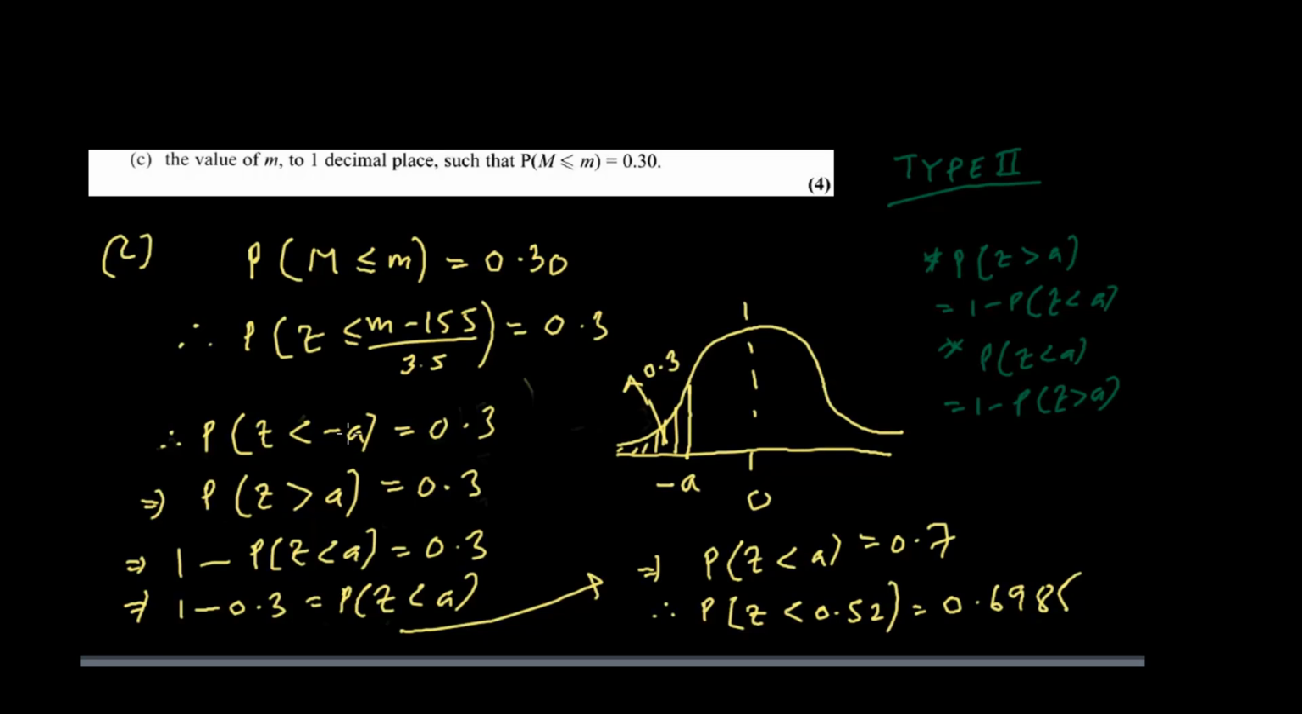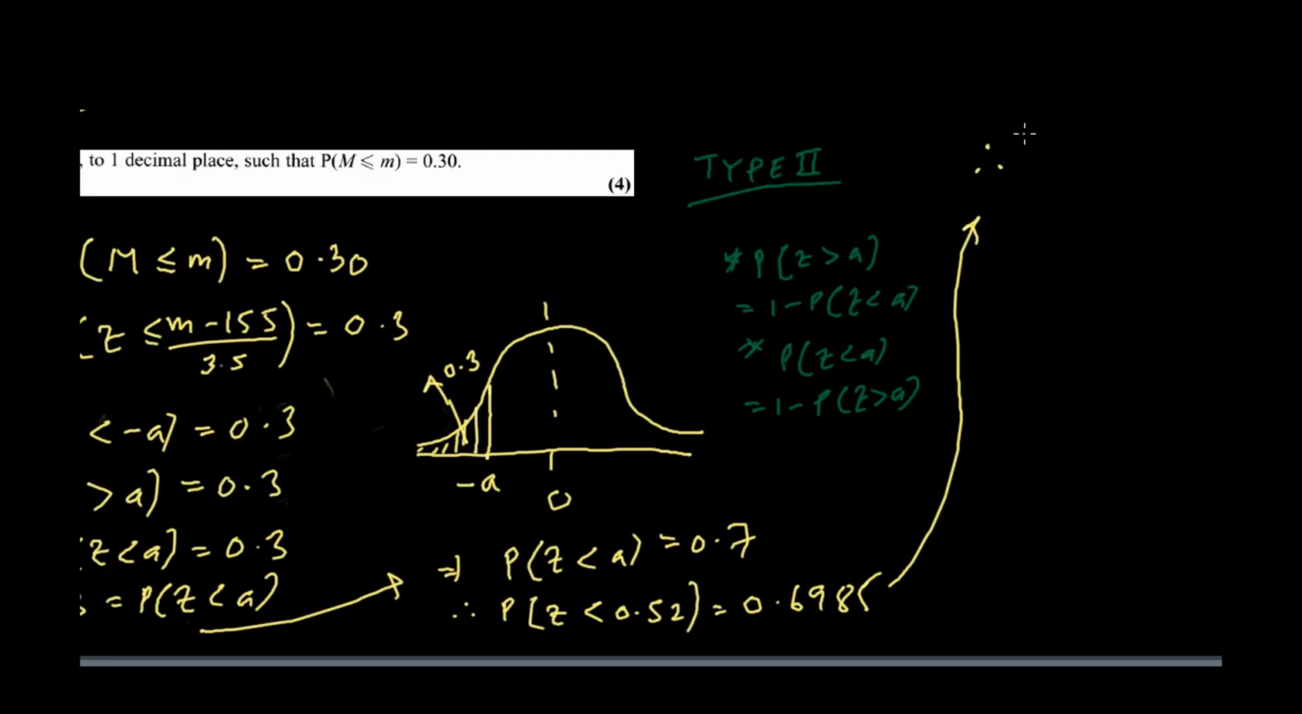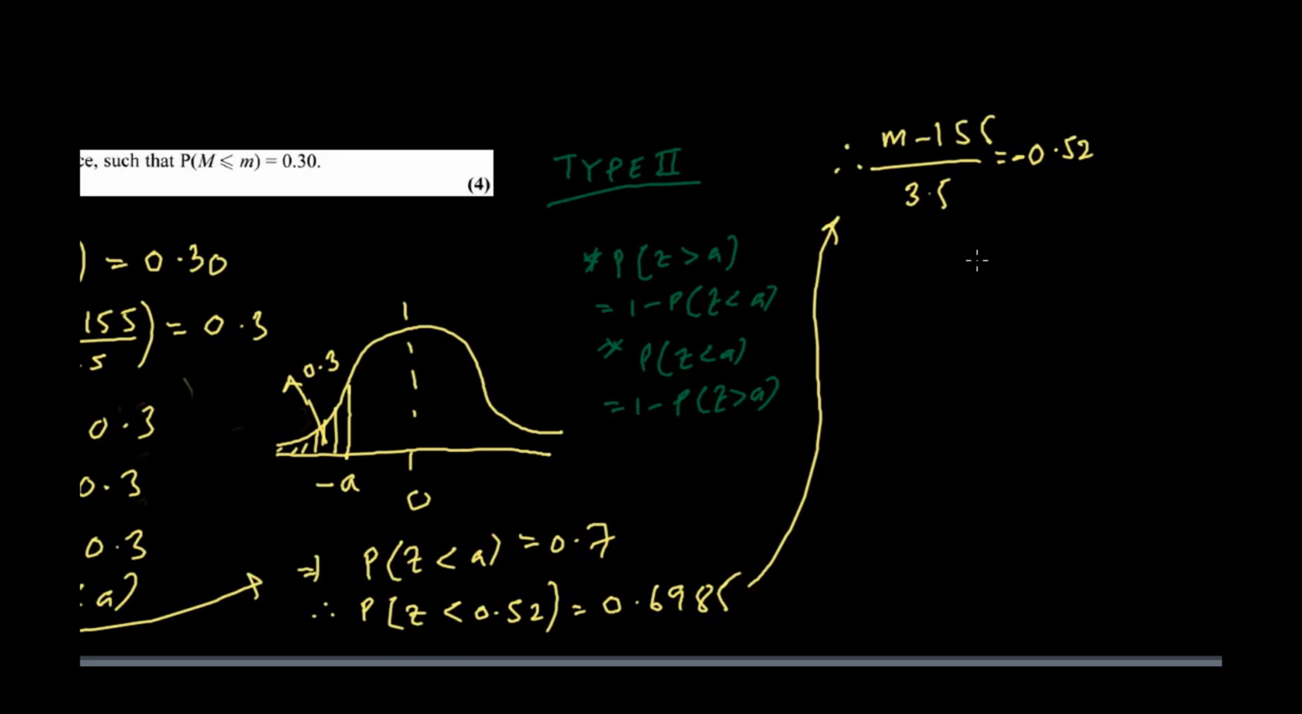After all, it was this. Instead of this, I wrote minus a. So I can write, therefore, m minus 155 divided by 3.5 equals minus a. A is 0.52. Remember, the substitution was for minus a. So let's do the calculation. I can write m minus 155 equals minus 0.52 times 3.5. Therefore m equals 155 minus 0.52 times 3.5.